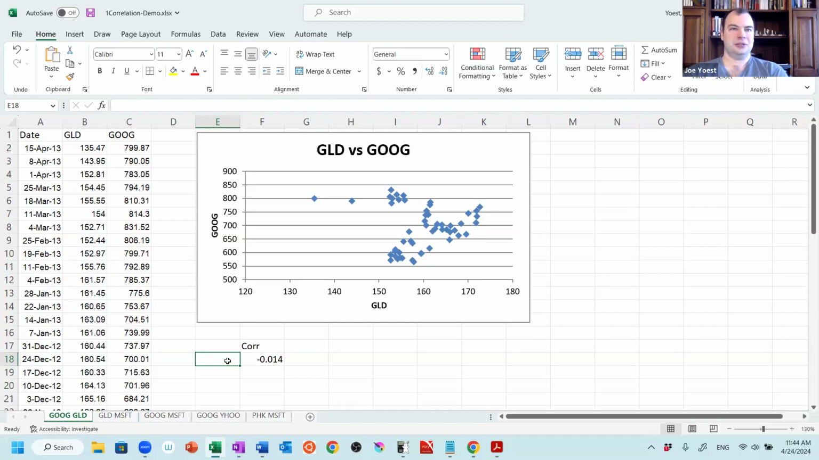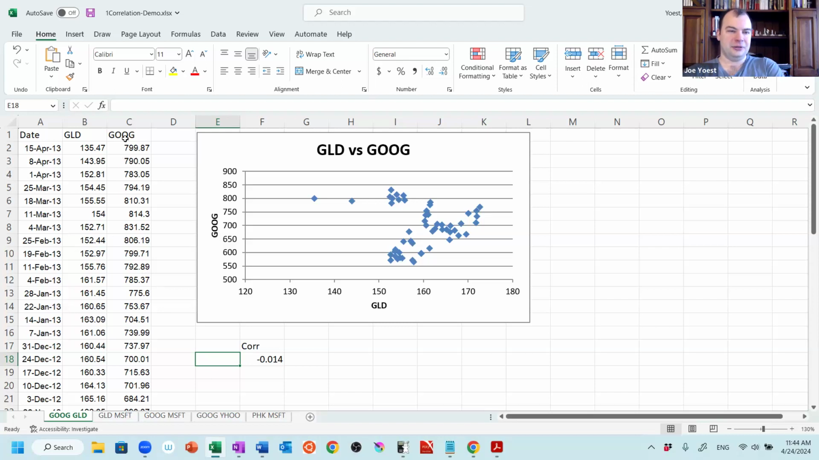0.01 on a scale of 0 to 1, that's about as close as you can get to 0. So our correlation coefficient confirms our suspicion that there doesn't seem to be a very strong linear relationship between these two variables.